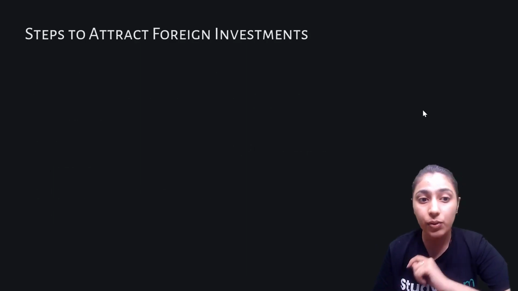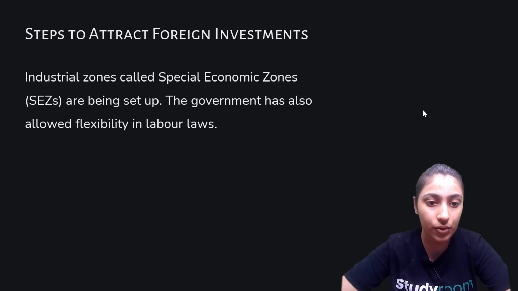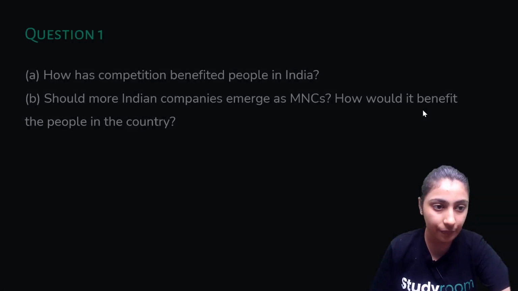Now, steps to attract foreign investment. Industrial zones called special economic zones are being set up. The government has also allowed flexibility in labor laws.